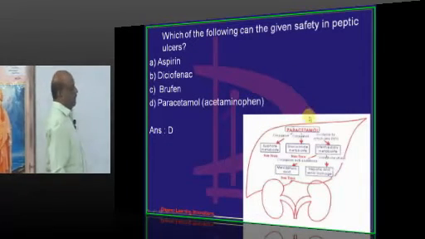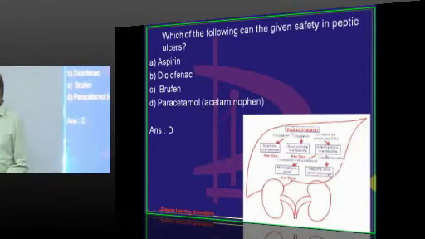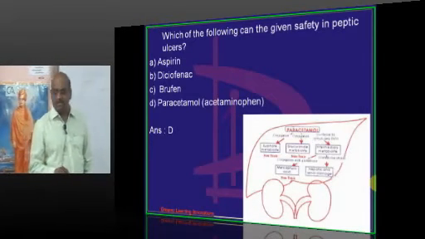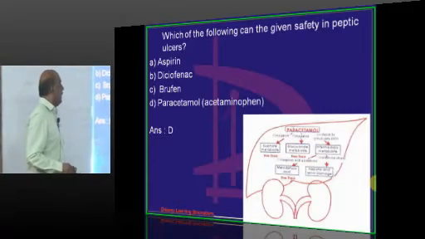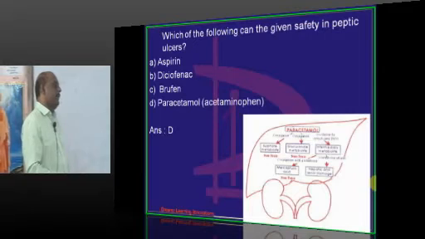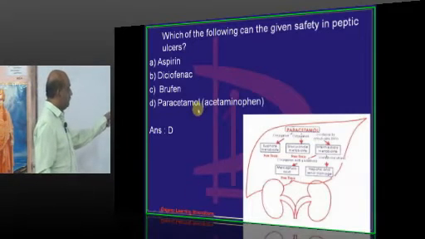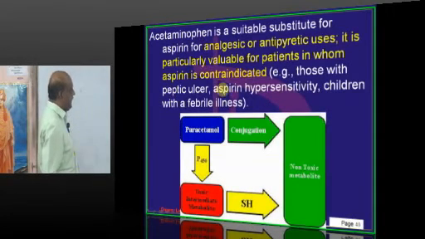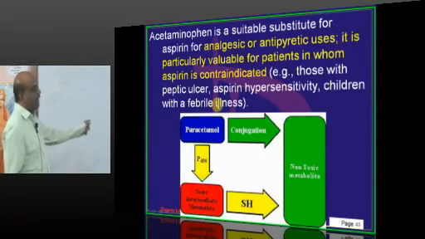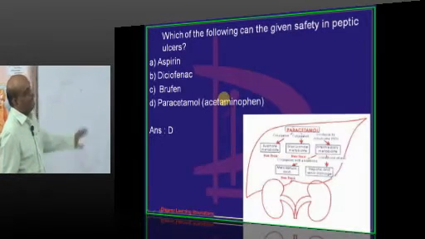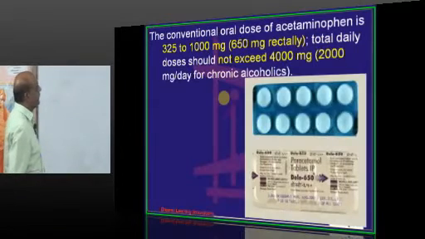Now doctor, which drug can you give safely in the management of peptic ulcers? Acetaminophen. Why? Compared to ibuprofen, diclofenac or aspirin, acetaminophen will not affect the stomach COX that much. Hence you can use it safely in people who have peptic ulcers. That is a very important point.